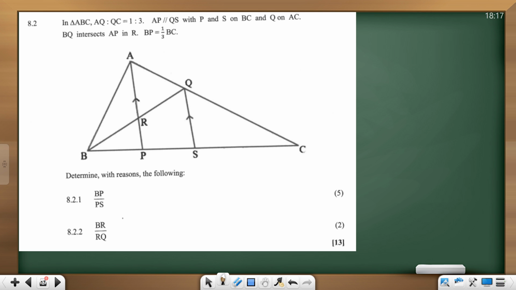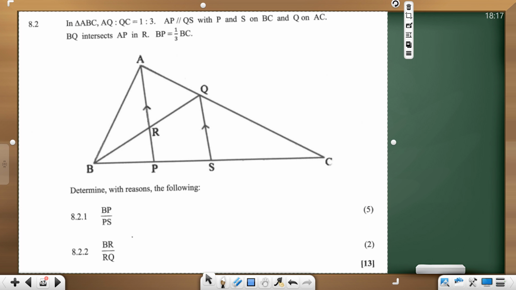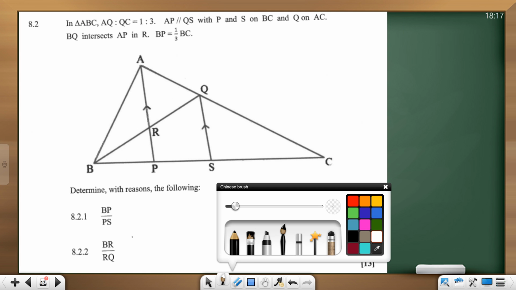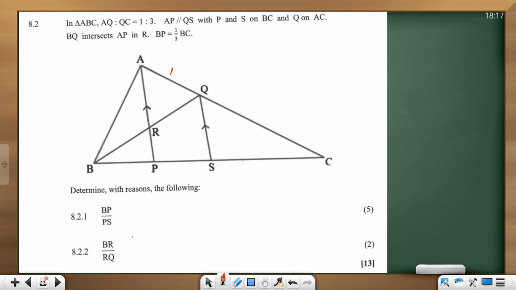In triangle ABC, AQ ratio QC is 1 to 3. I don't know if you have found AQ to QC there. So this is 1 to 3. We can say 1k, 3k ratios. AP is parallel to QS, with P and S on BC and Q on AC.